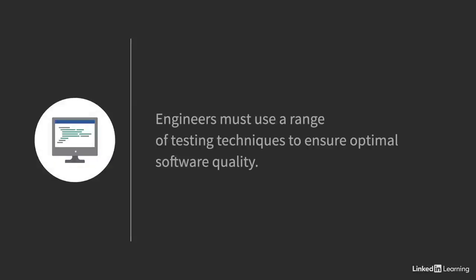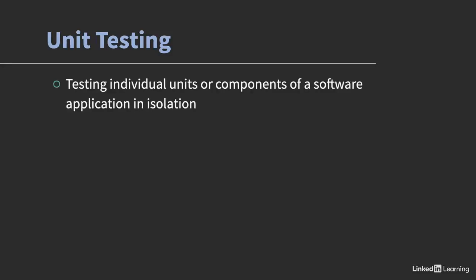From the initial stages of development to the final deployment, testing plays a pivotal role in identifying bugs, errors, and potential vulnerabilities. In order to fully verify and validate an application, engineers must use a range of techniques to ensure optimal software quality. The most basic building block of software testing is unit testing. This involves testing individual components or units of a software application in isolation.